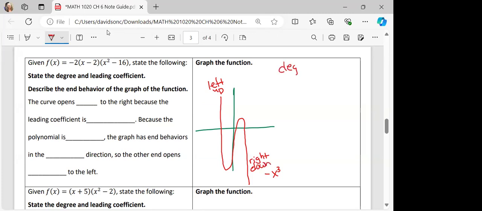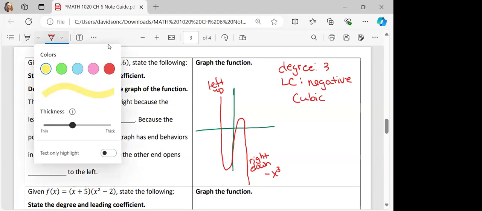So that means the degree is 3. That's the highest power is going to be x cubed. Our leading coefficient is going to be negative. And since the ends go in the opposite directions, this one is actually cubic. All right, so let's find the leading coefficient. Let me show you how to do that.